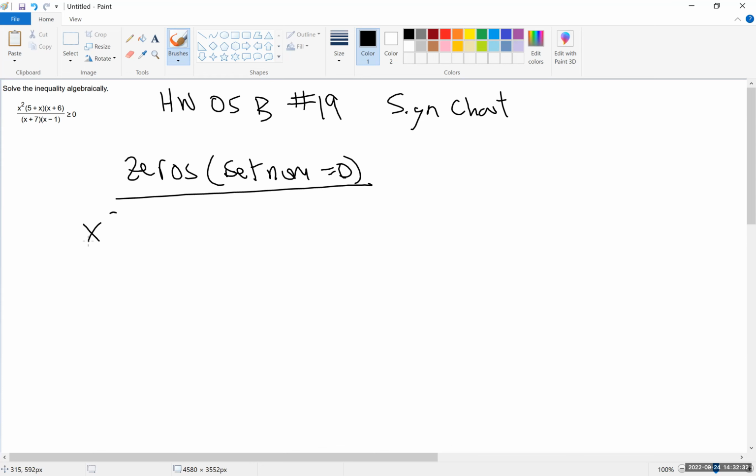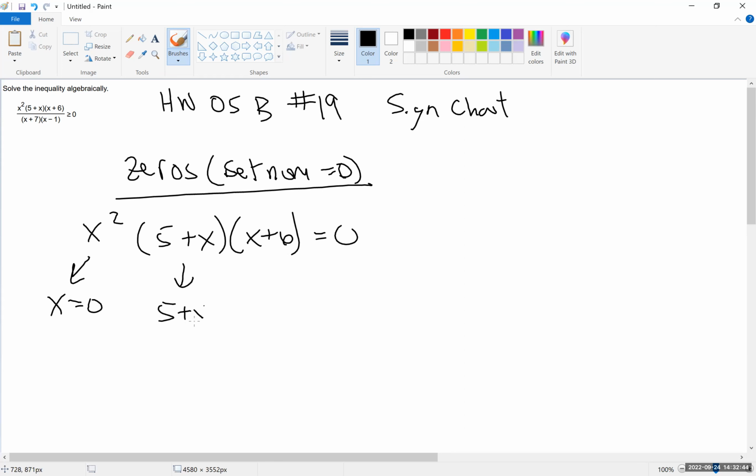So we're going to have x squared times 5 plus x times x plus 6. When is that equal to 0? Well, that happens when x equals 0, or 5 plus x equals 0, or x plus 6 equals 0. So here we can just subtract, well, we don't want to subtract x. It's better to subtract 5 on both sides, sorry. Subtract 5. This one's done.